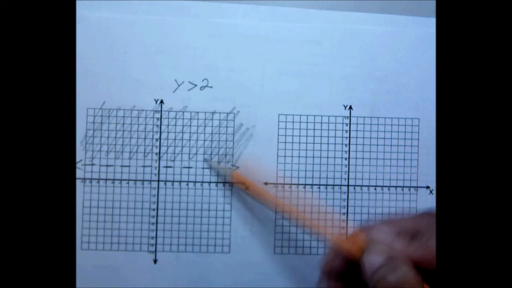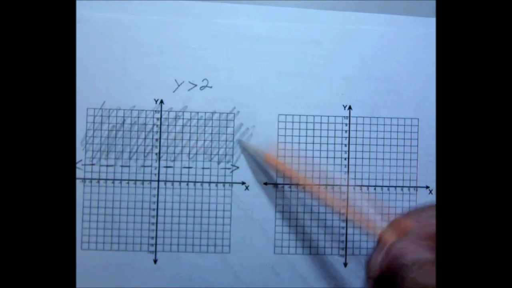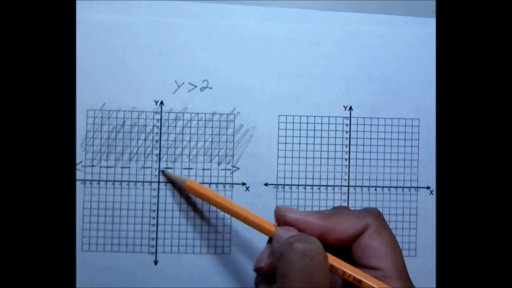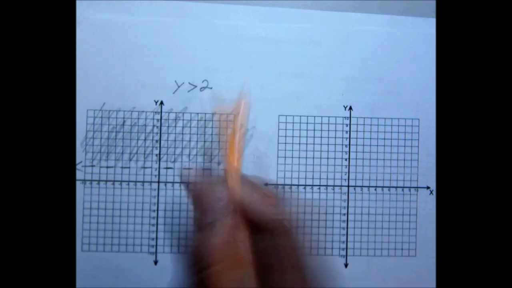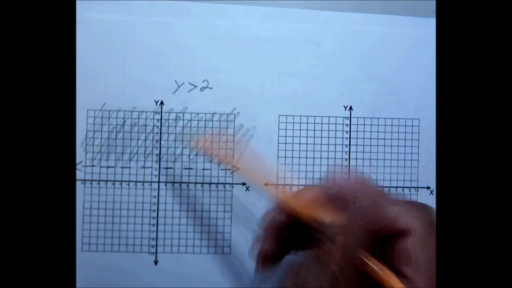And when you come to class, we will talk about all of the meanings for this shading. Everything above this works for this inequality. So what numbers are greater than 2? 3. So is 3 greater than 2? Yes, it's in the shaded area. Is 5 greater than 2? Yes, it is in the shaded area.